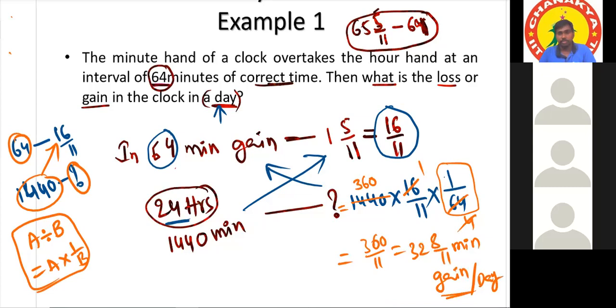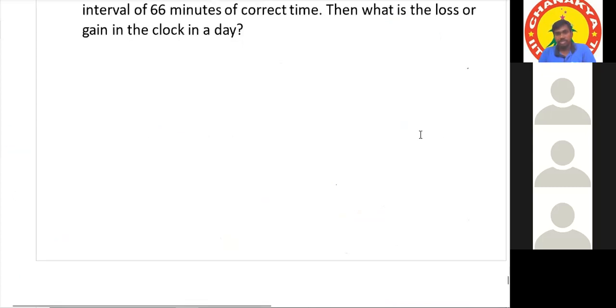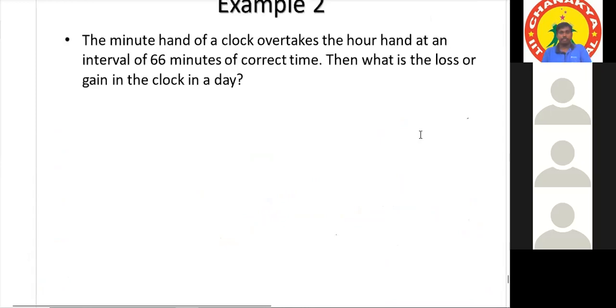Simple question actually. So we'll do this question and we'll wind up this session. Similar way, you can do this and tell the answer. Here given 66 minutes. Is it a correct clock? No, sir, it is not a correct clock. Is it moving faster or slower? Slower. Slower means loss or gain? Loss, sir. So over here we have to take that loss. Modulus, right? Sir, you have to take modulus, right?